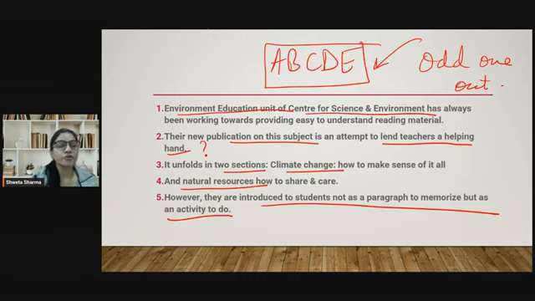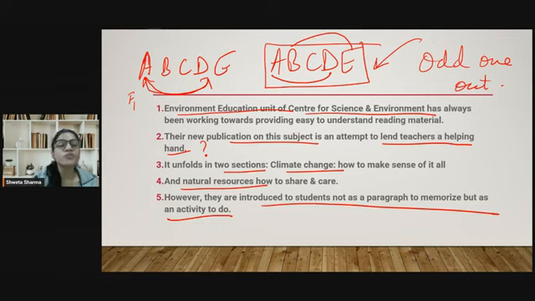Yeah, so we have two sorts of families here. We have A, B, C, D, E, and it could be B, C, D, E. So A, B, C, D, E could be one family when we look at this part. But can we start with B, C, D, E? Definitely not. We need an introduction. We need to talk about the Environmental Education Unit of Center. So naturally, A, B, C, D should be together, and E is the odd man out.